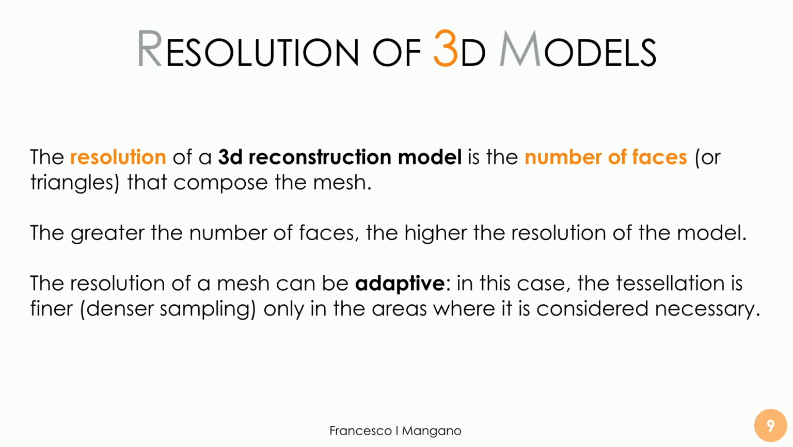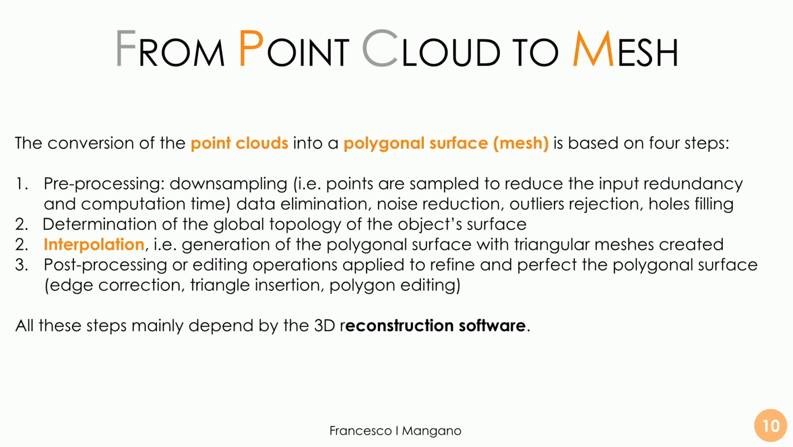And let me say that in our work, the best way is to have a mesh resolution that is adaptive. So the tessellation should be finer, with a denser sampling, only in the areas where it's necessary. For example, on the margin line of a prepared natural tooth, because it's more important to see well there. We need more triangles, we need a mesh that is denser there. But on the wall of the abutment it is less important. We can have fewer and even bigger triangles. So it's very important to have an adaptive resolution.